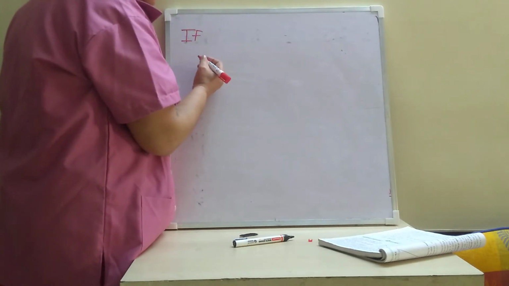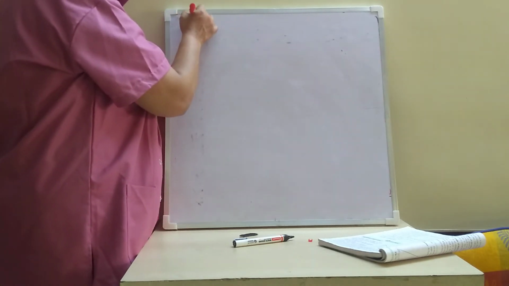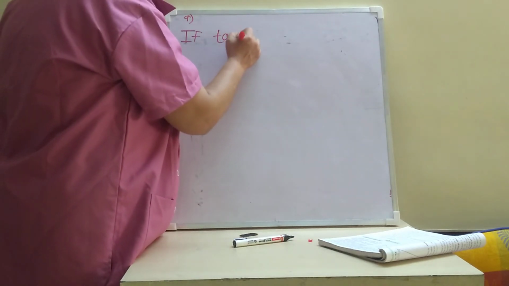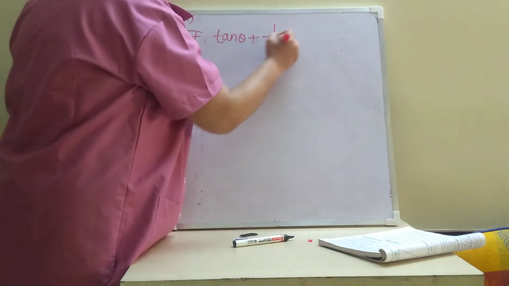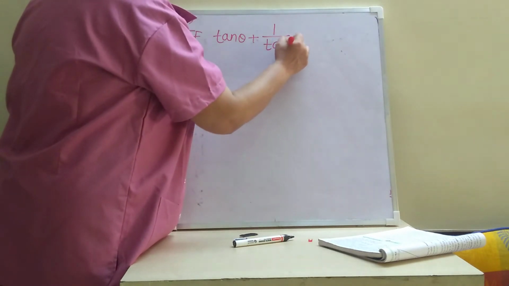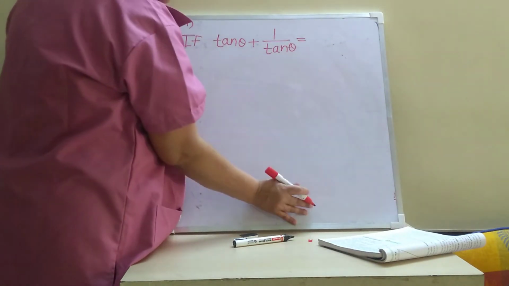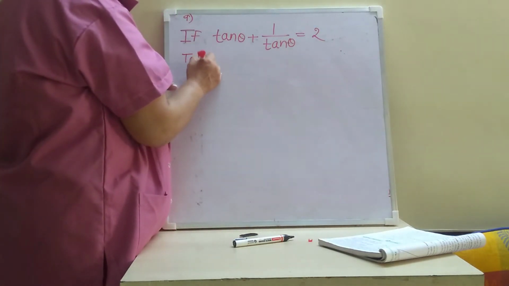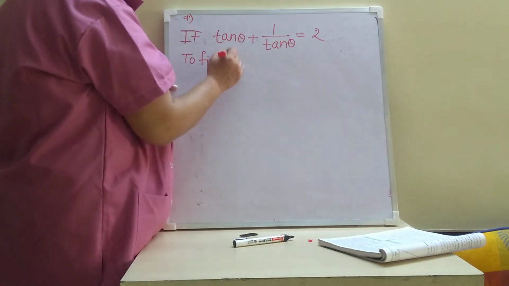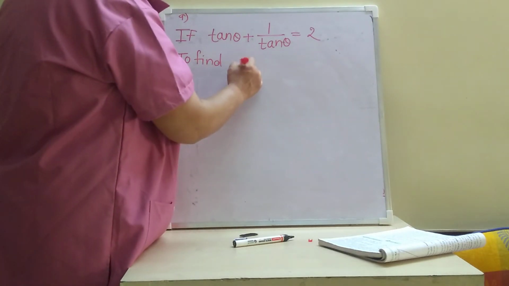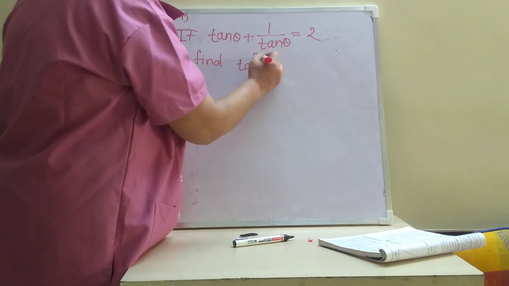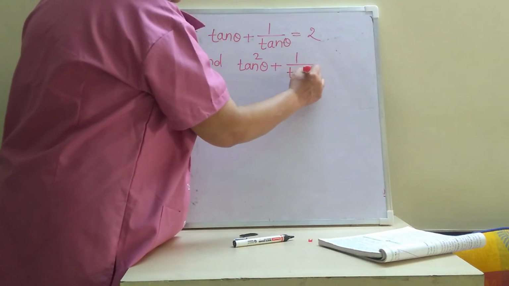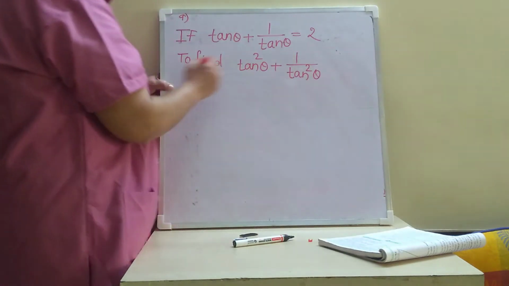What is the question? This is question number 9. If tan theta plus 1 upon tan theta is equal to, suppose say, 2. To find, this question was asked for 4 marks once, I think 2-3 years back. And if you see, even 4 steps are not coming for this question. Just you can see, I think 3 or so steps will come. Tan square theta to find.